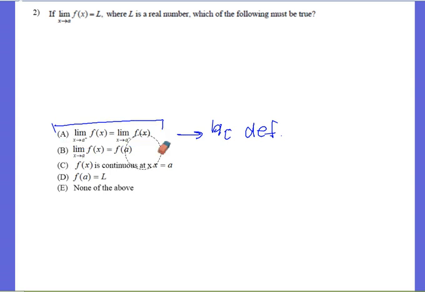Let me erase this line out of the way. So why does B not work? Well, B is the definition of continuity, and this statement doesn't say anything about continuous, it just says the limit exists. So it can't be B. Also can't be C because it says exactly the same thing. F of A equaling L. F of A equals L is another way to say continuous, and therefore it's not. Therefore, just to prove to you that A is definitely the answer.